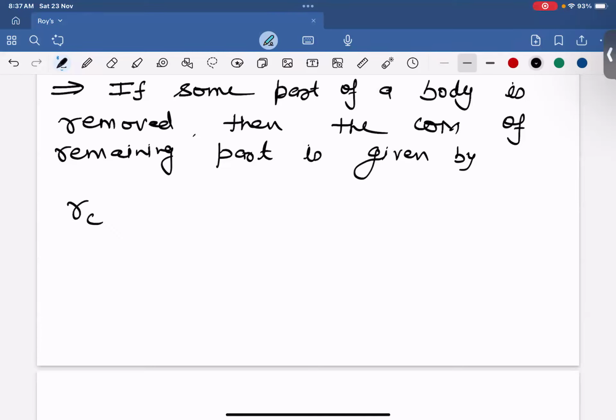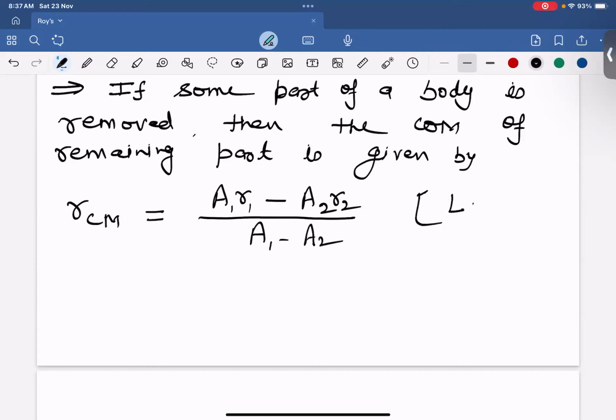you can use R_CM is equal to A1R1 minus, why minus? Because we are removing that part. That's why I am using minus here, and A1 minus A2. As I am using area, it means I have taken a laminar body.